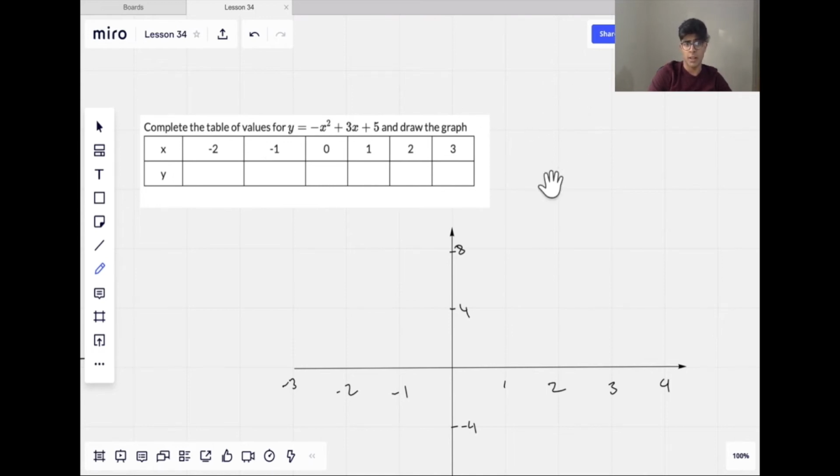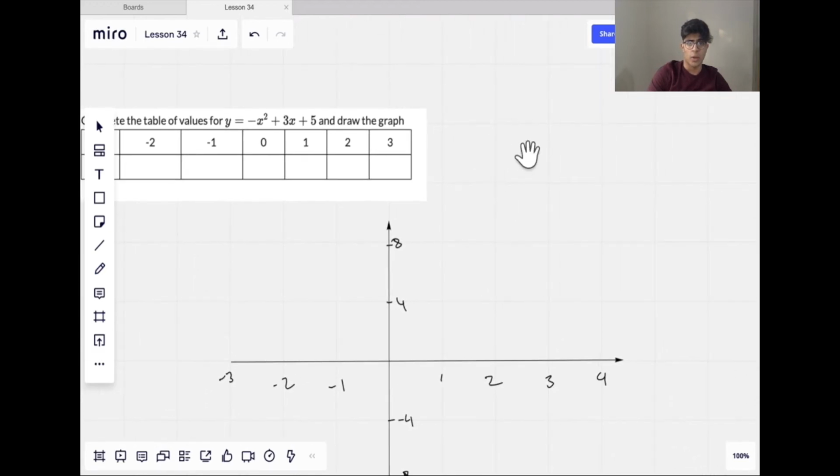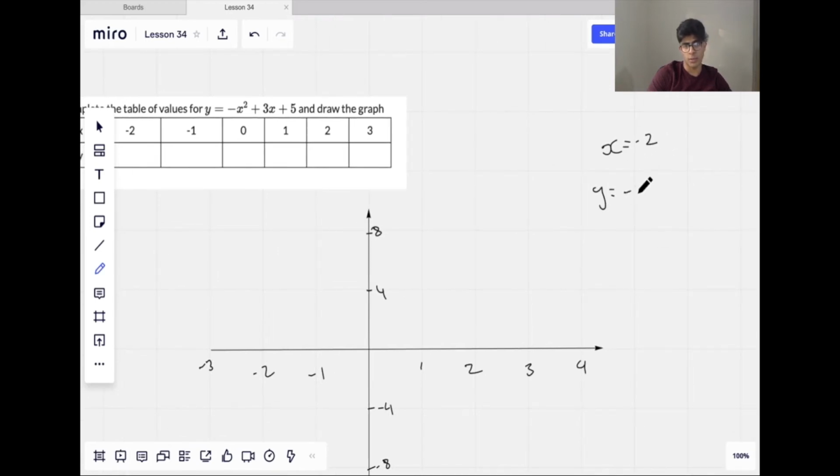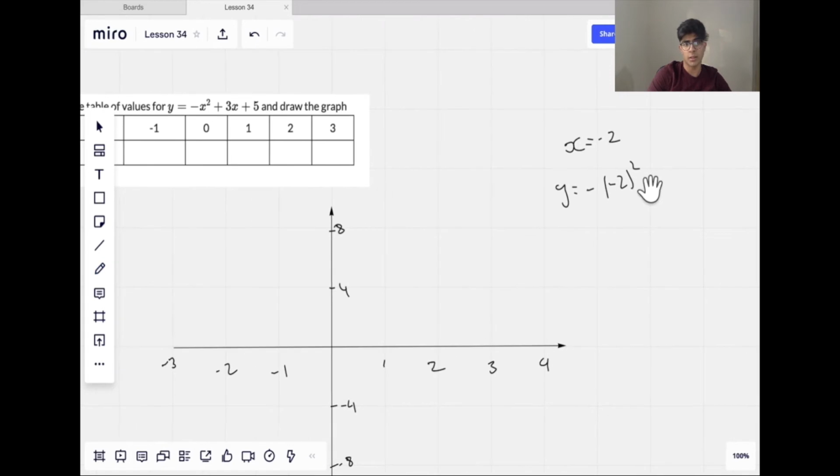So we have x equals -2, and y equals -2 squared plus 3 times -2 plus 5. Writing stuff out like this can be a bit tedious, but it makes sure you don't make those silly mistakes. Of course, if you're comfortable doing it with mental math, give that a go, but don't think this is too tedious. If you want to do it, go for it.